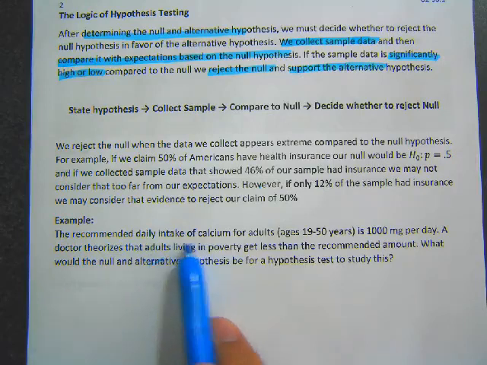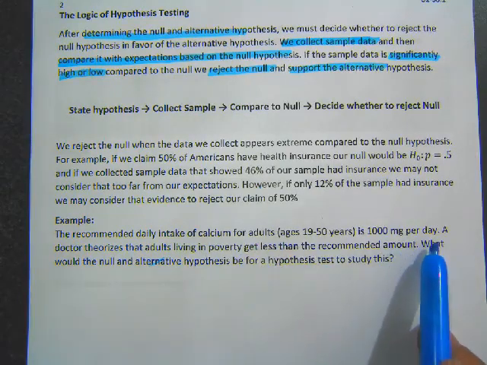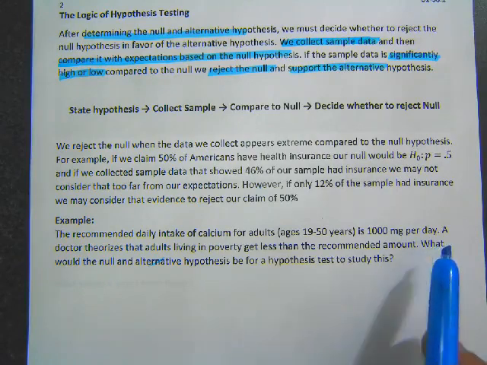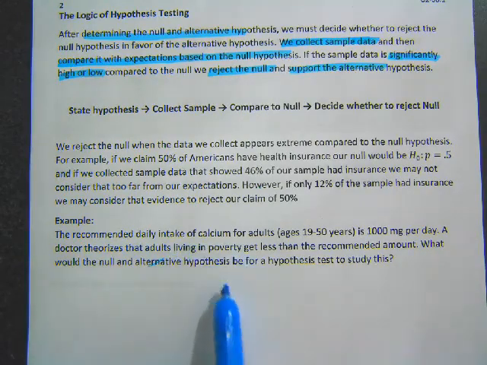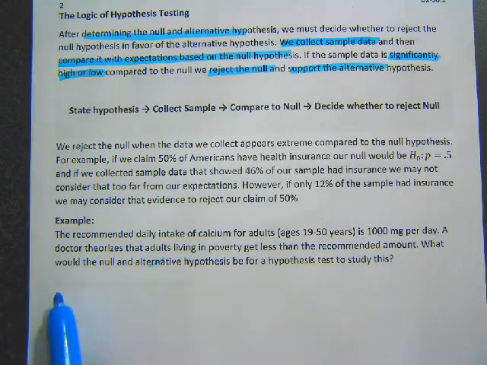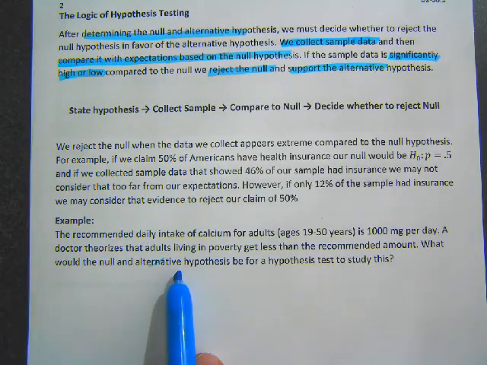So the recommended daily intake of calcium for adults is 1,000 milligrams per day. So you should take 1,000 milligrams per day of calcium. You should get that much. A doctor theorizes that adults probably get less than the recommended amount. Well, the null and alternative, we'll state those again, and then we'll do the next part after that.